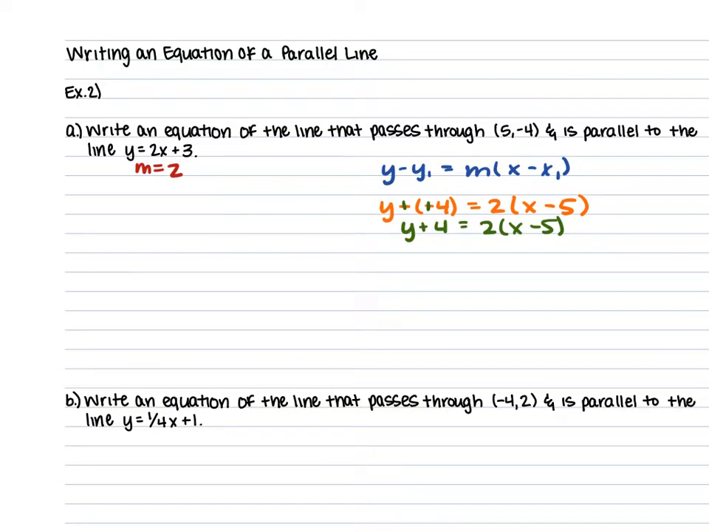From here, I'm just going to solve for y. Since the line that was given to me is in slope-intercept form, I'm going to put this one in slope-intercept form as well. So I'm going to distribute the 2. So y plus 4 is equal to 2x minus 10. I subtract that 4 from each side, and I am left with y is equal to 2x minus 14.